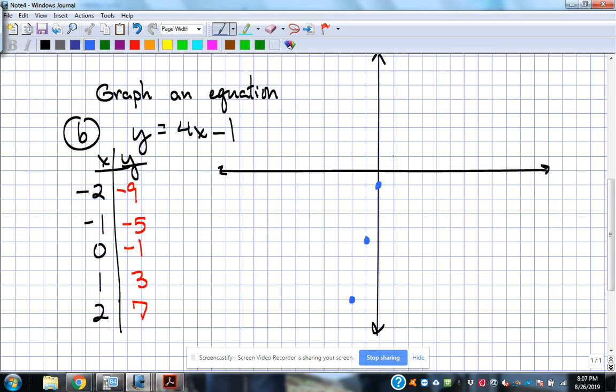There it is. Just enough room. We get those.